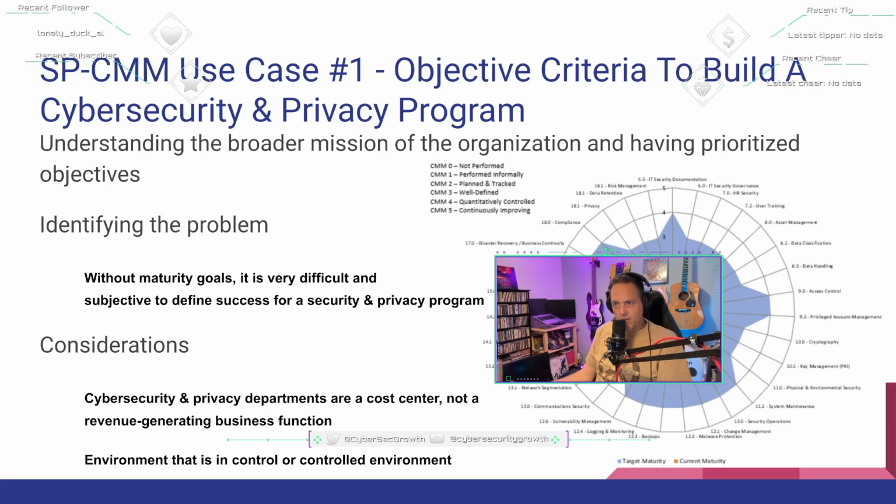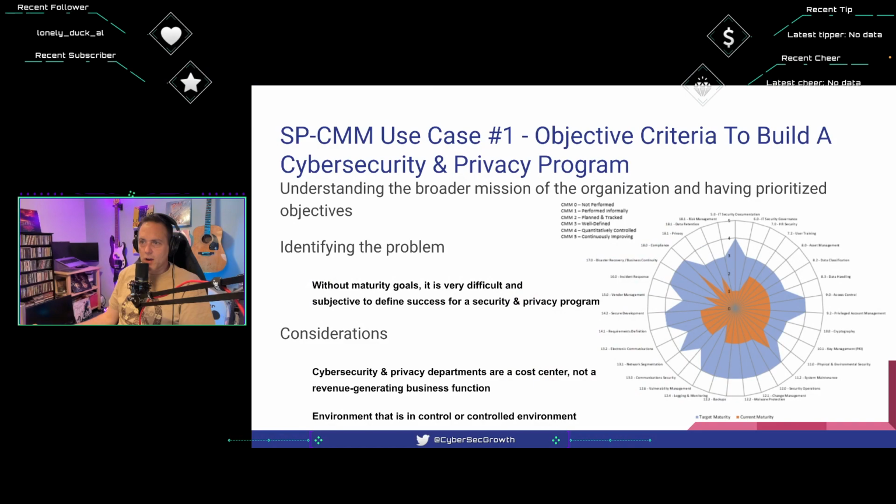Let's talk about considerations. Cybersecurity and privacy departments are a cost center, not a revenue-generating business function. That means cybersecurity and privacy compete with all other departments for budget, and it necessitates a compelling business case to justify needed technology and staffing. Business leaders are getting smarter on the topic of cybersecurity and privacy, so these leaders need to rise above the FUD mentality and deliver value that is commensurate with the needs of the business.